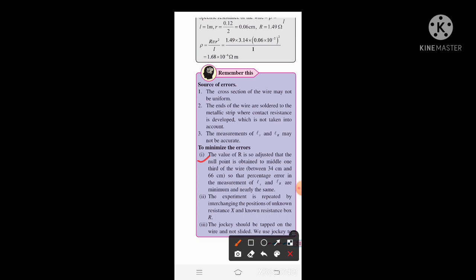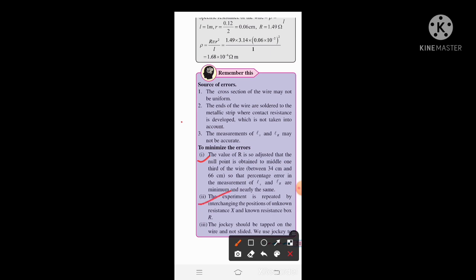Means if we take the resistance from the resistance box having an adjusted value such that a balance point or null point is obtained in the middle one-third of the wire in Wheatstone's meter bridge, this minimizes the percentage error in the measurement of the lengths of the null point from the ends A and B of the wire. So this is the first minimization.